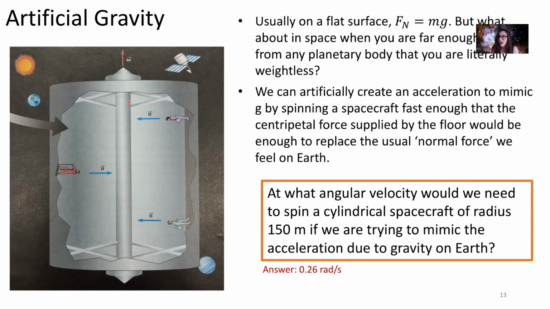We need to apply Newton's second law in the radial direction and think about this idea that we can mimic gravity on Earth if we find a situation where we can match the normal force that we would feel on the surface of the spacecraft with the centripetal force that we would feel because we're executing circular motion.